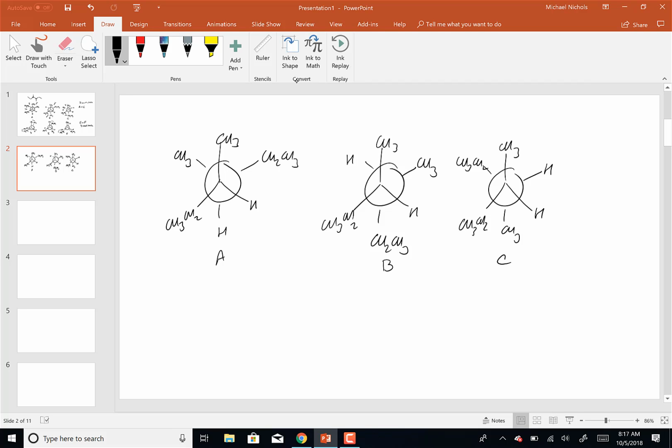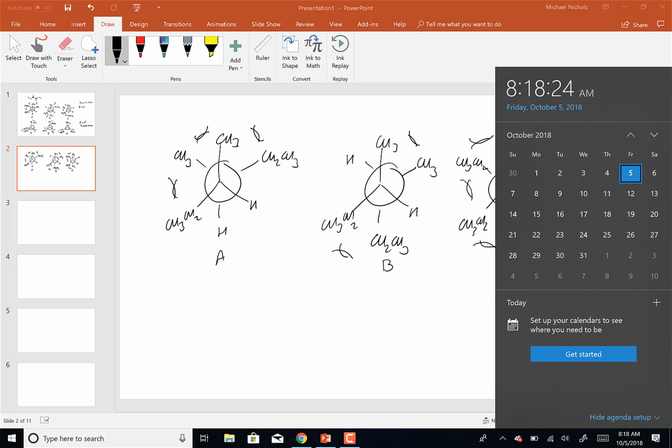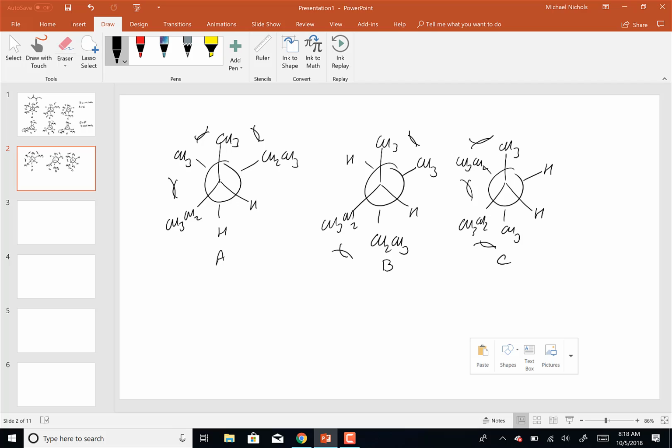Let's do this one from scratch. All right, so how many? So we've got 1, 2, 3 eclipsing interactions for A. We've got gauche interactions. We've got 2 for B. And then how many do we have for C? 1, 2, and 3. So A and C have 3 gauche interactions, and B has 2.